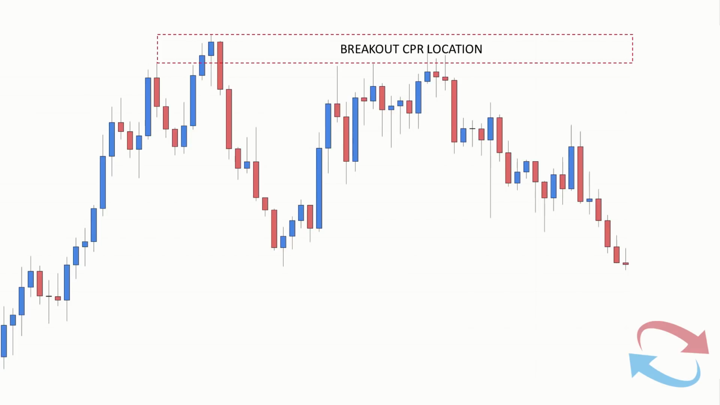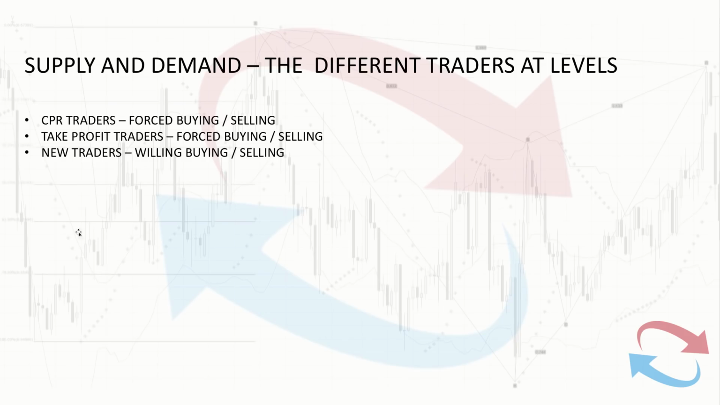So again, we're looking at different types of traders. CPR traders will be forced buying or selling at a level. You've got take profit traders who are forced buying and selling at a level, and then we have new traders like ourselves and other level traders and potential support and resistance traders looking at willing buying or selling at a level.